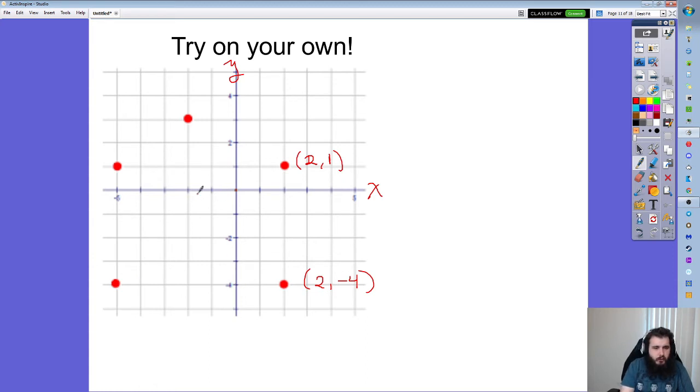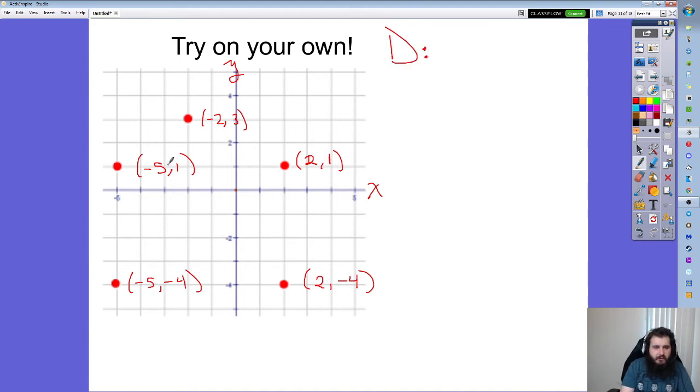We got (-5, -4) here. We've got (-5, 1). We've got (-2, 3). And again, domain is all your x values, range is all your y values.